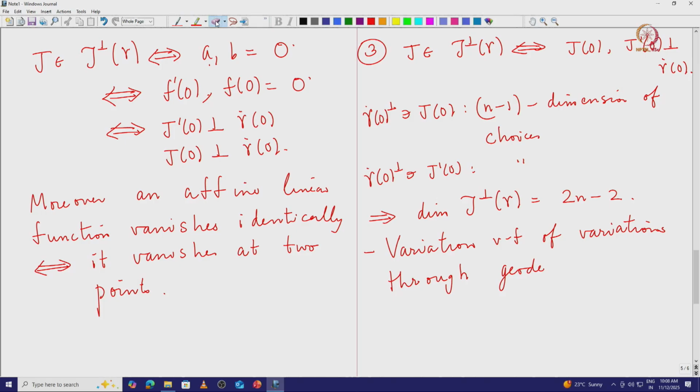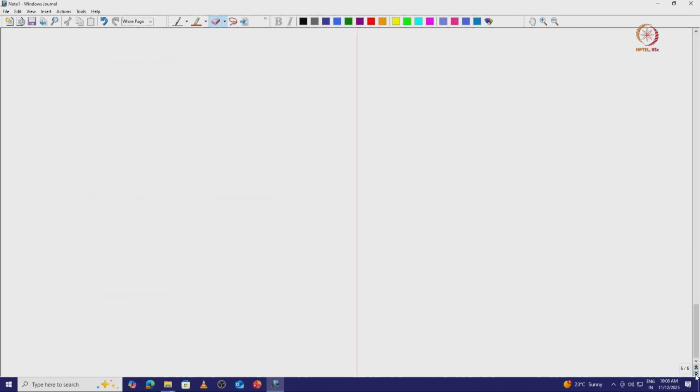So as I was saying, in the final part of this lecture I want to give a natural geometric construction of Jacobi fields, and they arise by looking at these things called variations of geodesics. So variations through geodesics.